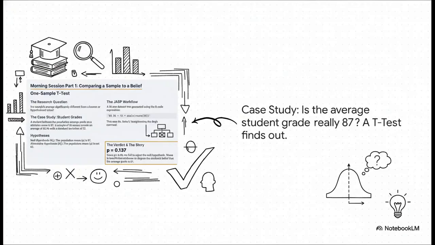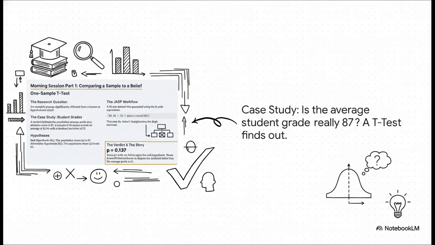Okay, let's kick things off with the simplest case. A student is convinced the average grade on an exam is an 87, period. We take a sample of 36 exams and find the average is actually 83.96. I mean, that's close, right? But is it statistically different? The one sample t-test gives us our answer.